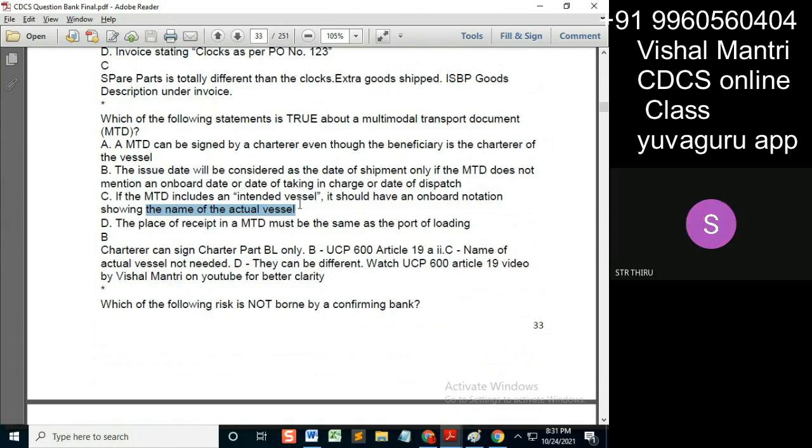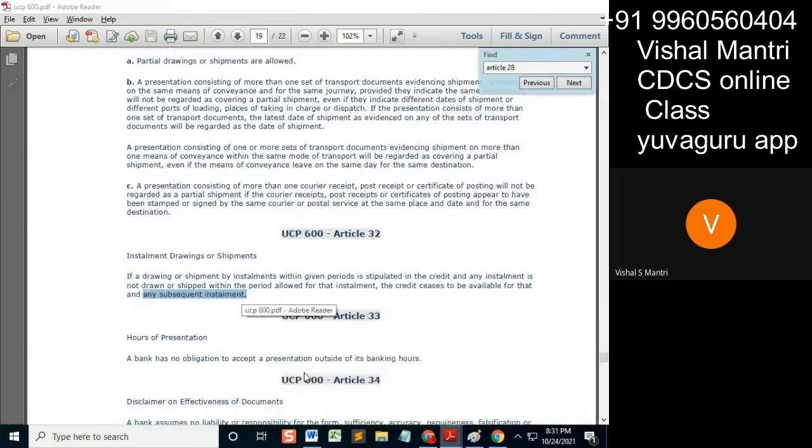No. If there is an intended port, okay, then only we have to mention the onboard notation, actual port, and the actual vessel. Right. Three things were there for port, but for vessel, there were two things then. That name of the vessel, actual name of the vessel, and what was that? There's one clause about intended.